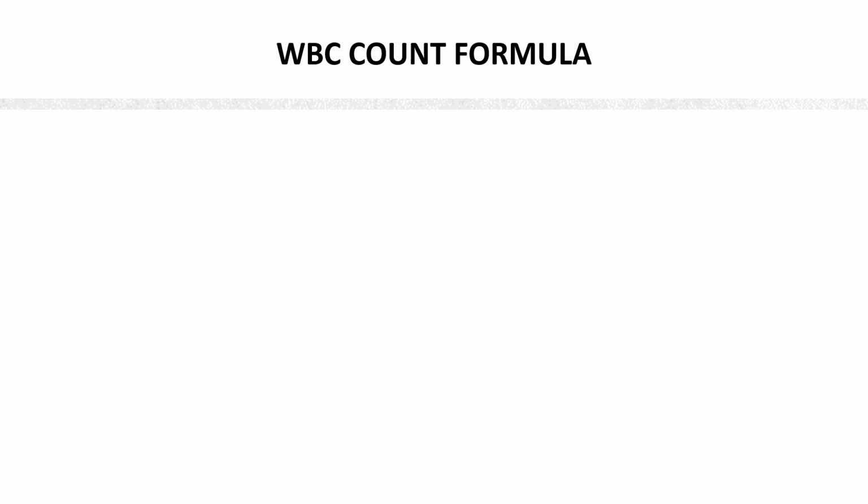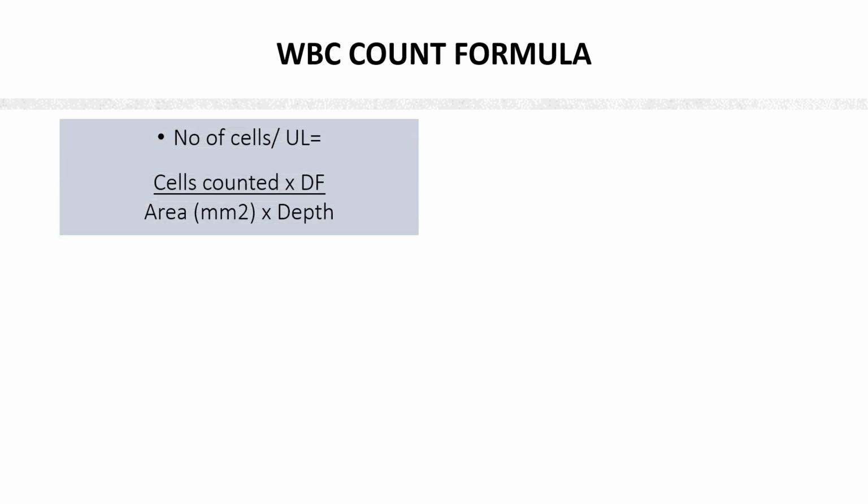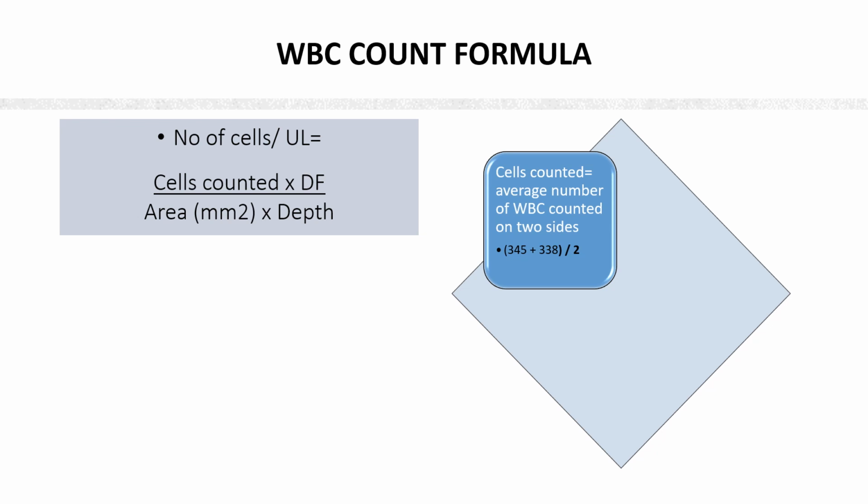The formula for the white blood cell count was already mentioned earlier. The general formula is cells counted times dilution factor divided by area times depth. The cells counted should be the average number of white blood cells counted on both sides. If we take the values earlier, that would be 345 plus 338 divided by 2.